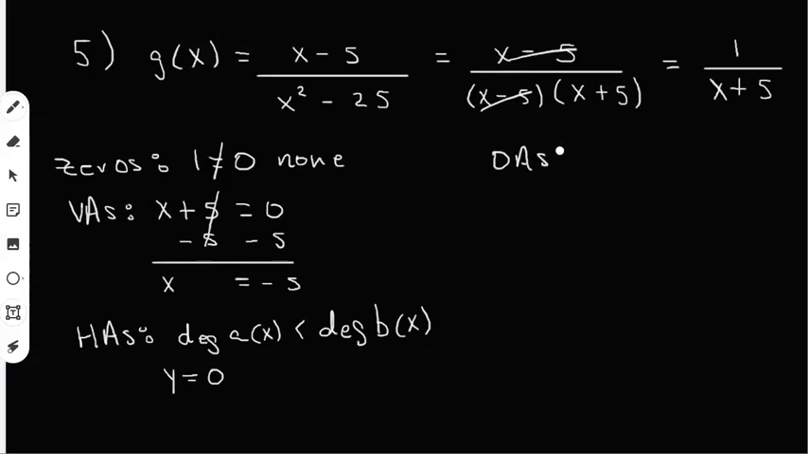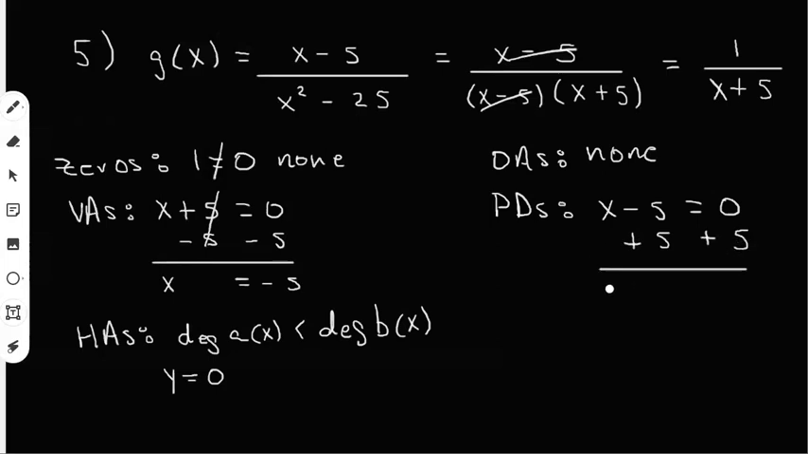Okay, oblique asymptotes. The top would have to be bigger anyways, so there's none. And for point discontinuities, we can set the canceled out factors equal to 0. So the factor that we canceled out was x minus 5. So I can set that equal to 0 and solve it for x, just like I did for the vertical asymptotes, except I'm going to get the opposite number because I'm adding 5 to both sides. And I get x equals 0 plus 5. That's going to give me 5.